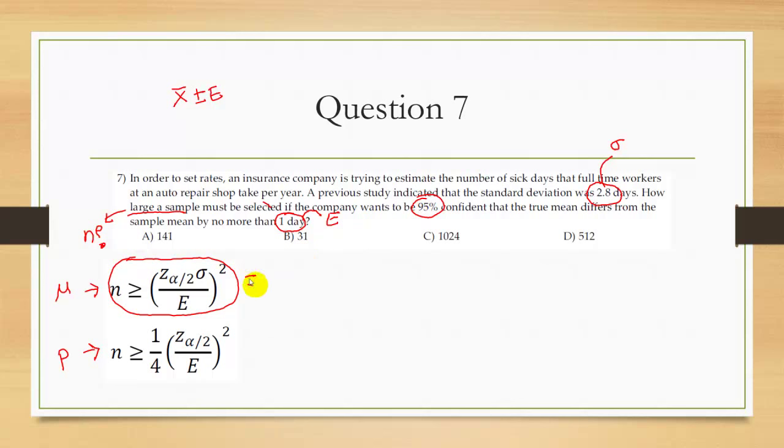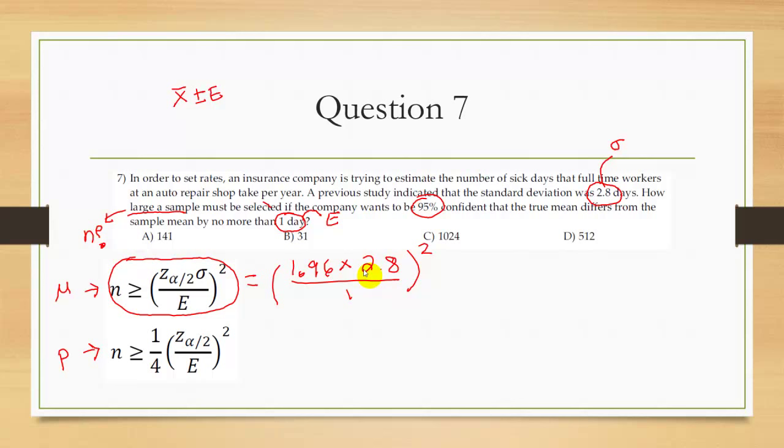So using this formula, it's just going to be 1.96 times sigma, which was 2.8, divided by the margin of error, which is 1. And then we're going to square it. Just be very careful with this calculation. It's pretty common for my students to actually get the math of this right, but then forget to square the number or forget to round it up.